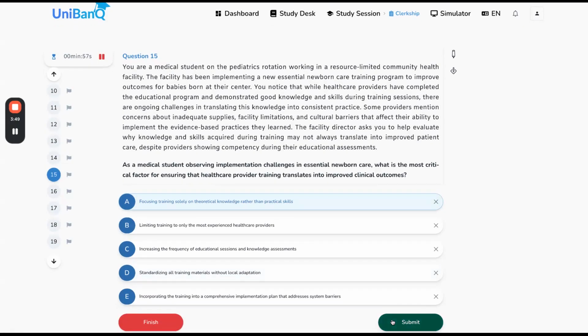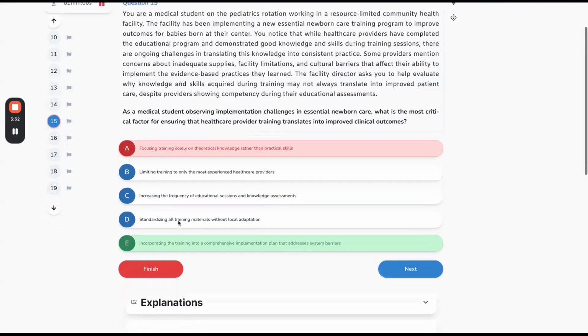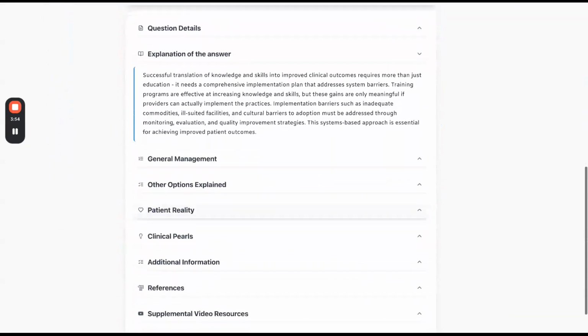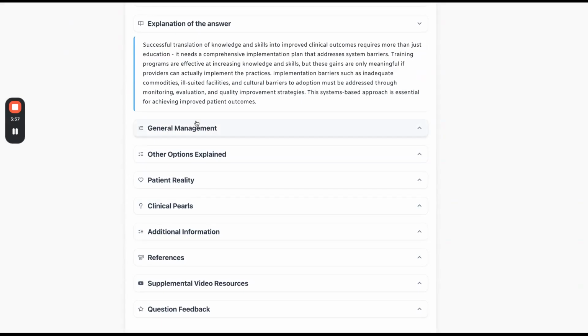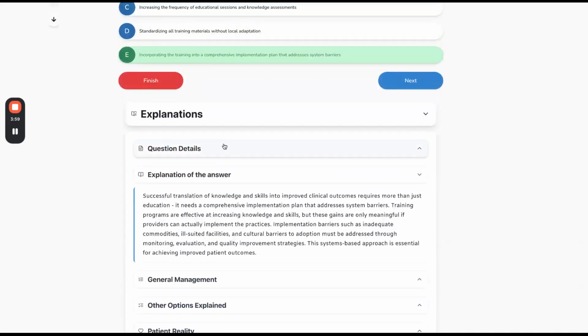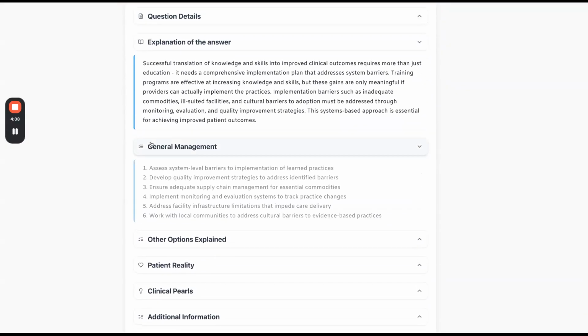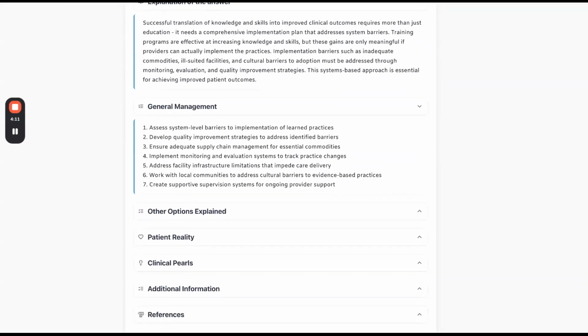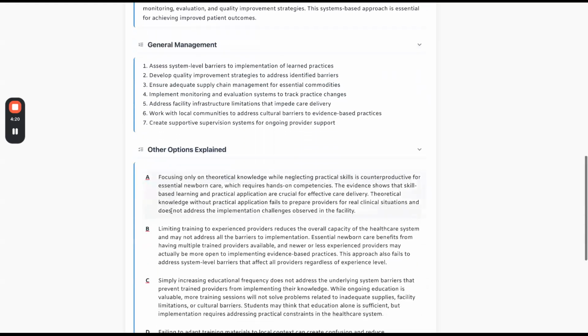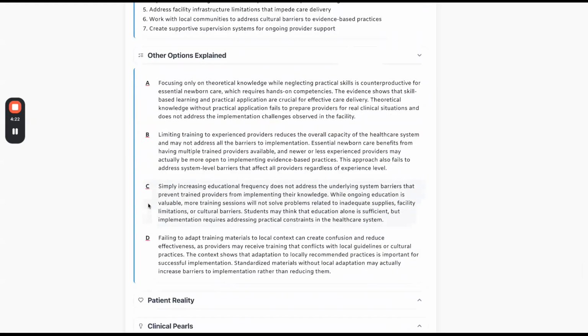When you submit an answer, you're going to see first of all if it's right or wrong. And when it comes to the explanation, what really is different in UniBanQ from other question banks is that we put a focus on having extensive explanations that cover a lot of different aspects of medical training. Not only do you have an explanation of the answer, but you're also going to have a general management that is in order of priority, so what things need to be done, from the most urgent to the less urgent. You're also going to have explanations for all the other options, whether they're right or wrong.